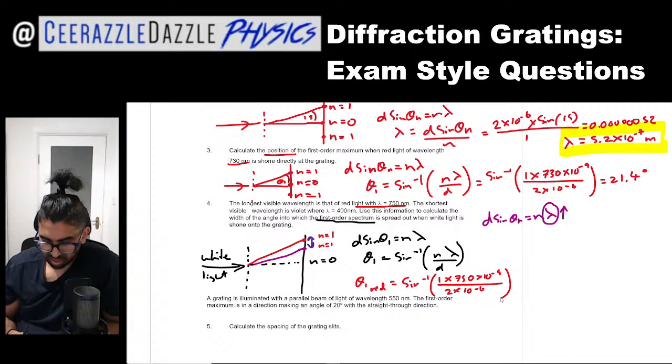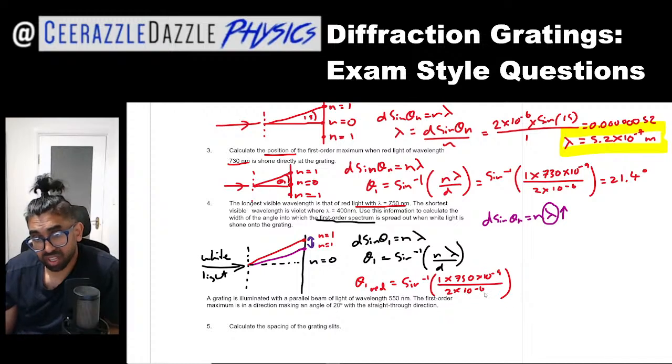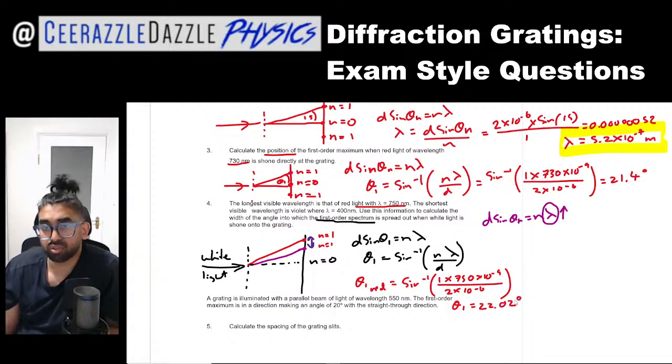Okay, let's do this in a calculator. So it's going to be 750 times 10 to the minus 9 divided by 2 times 10 to the minus 6. Good. Sine inverse the answer, 22. So this angle for red light, theta 1 for the red light, is equal to 22.02 degrees.